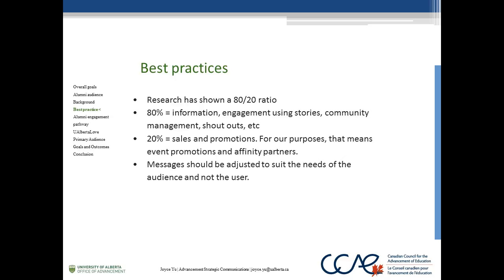Social media research has shown that there should be an 80-20 ratio between interesting content, stories, shareables, versus direct marketing and calls to action. For our purposes, 80% is information, storytelling, community management, like I've just shown you, and giveaways where we don't ask for much in return. It can also be things like questions that alumni might have for us, comments about stories or posts, or even responses to negative feedback about unwanted solicitations or emails and general conversation. 20% encompasses sales and promotions. For our purposes, that also includes fundraising.